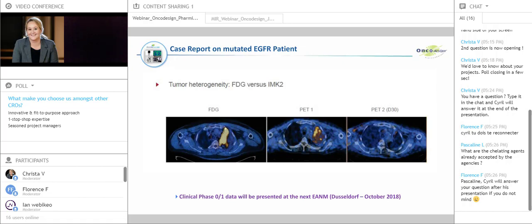And in our design, there was a first step before the treatment and one was after the treatment. And you can see that there was no more signal after the treatment, meaning the patient was still under treatment here, and meaning that there was a saturation of the EGFR site, and probably the drug is going to the tumor, and most likely the patient will respond. This is just a case report, and the full clinical data of this study will be presented at the next EANM Düsseldorf.